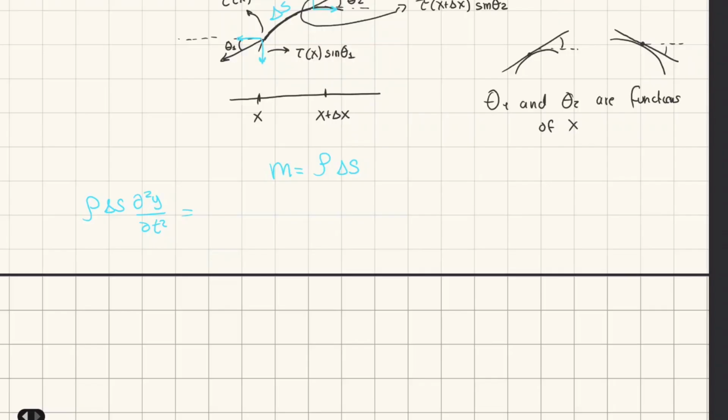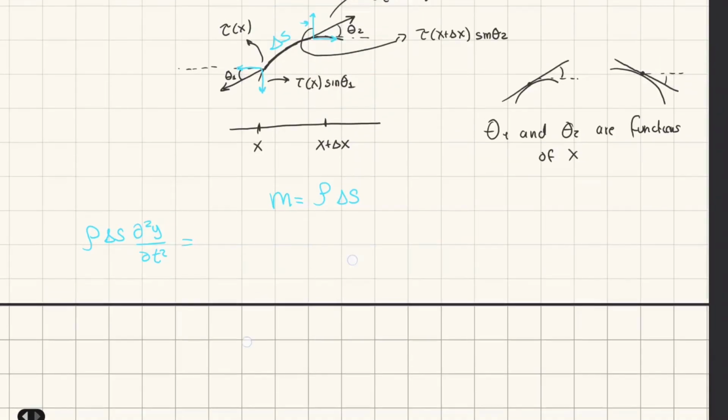It may look like we are making a lot of approximations, but even though we are making a lot of approximations, the differential equation that we are going to find actually describes the motion of strings like guitar strings or violin strings. So it works. Yes, there are a lot of assumptions, but it still works out.